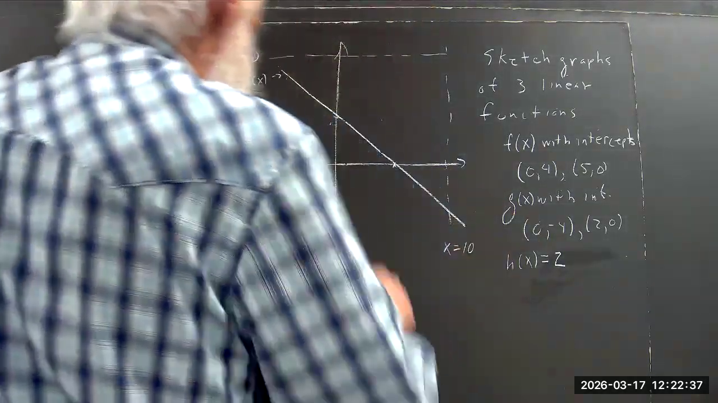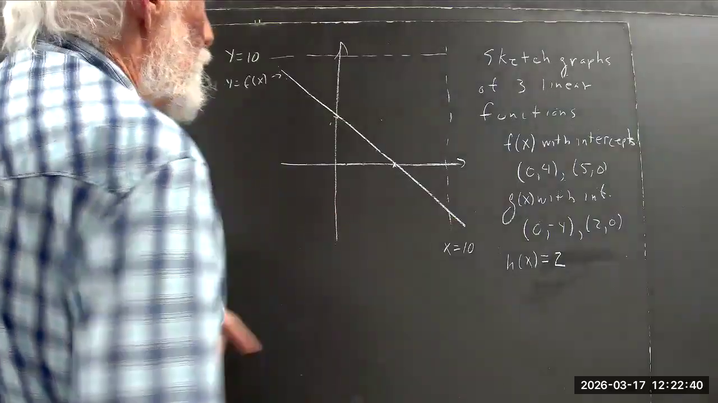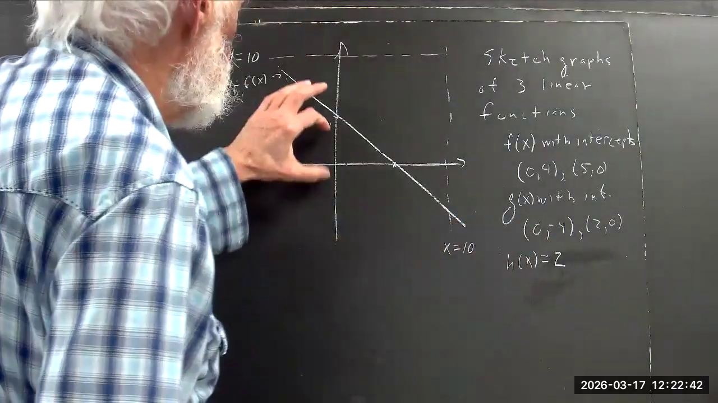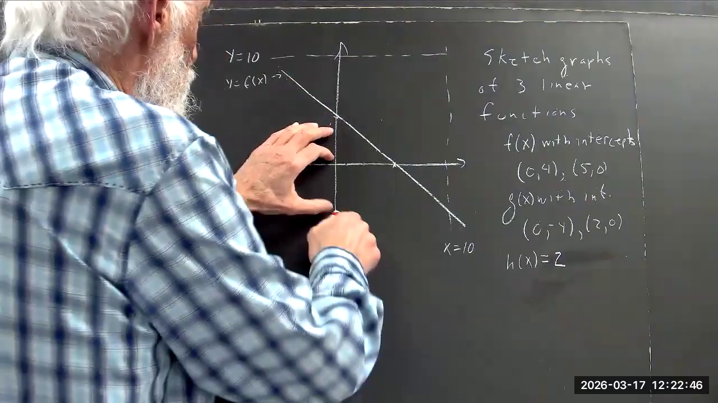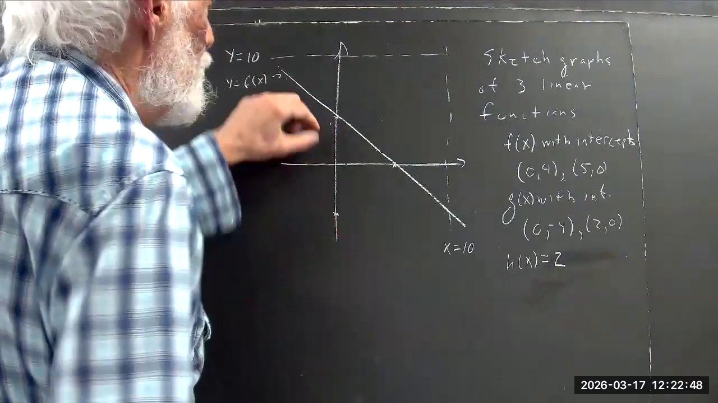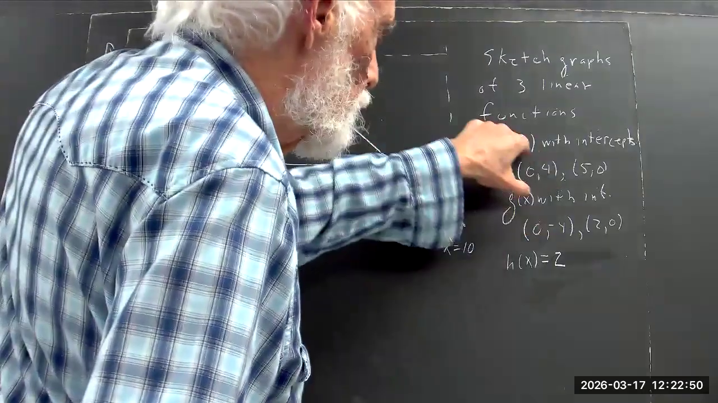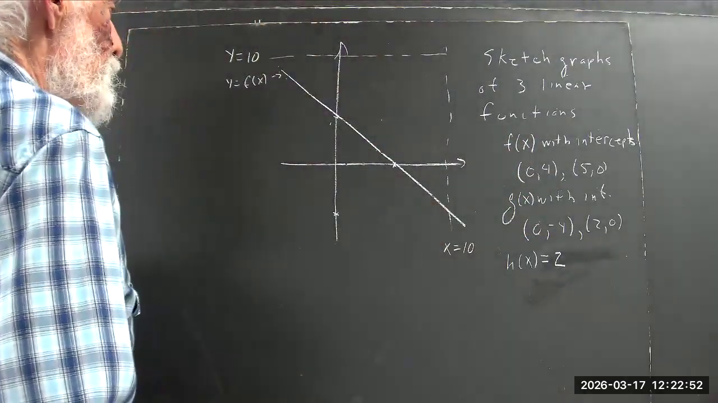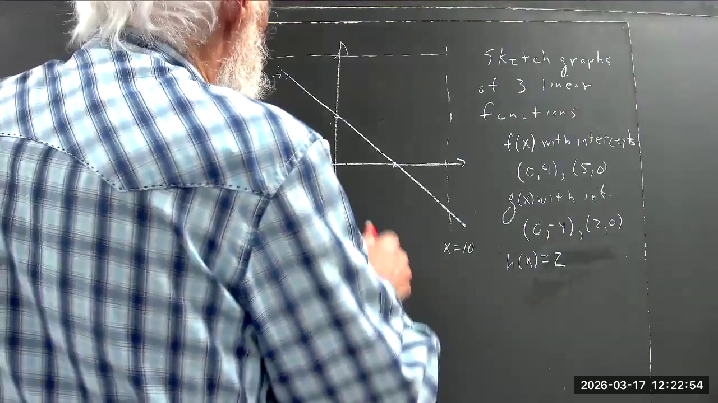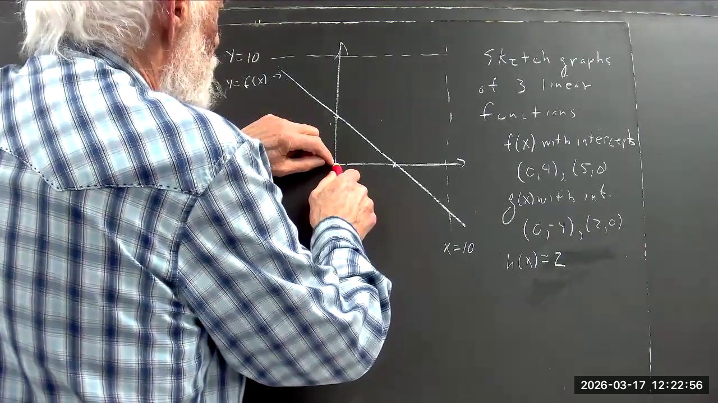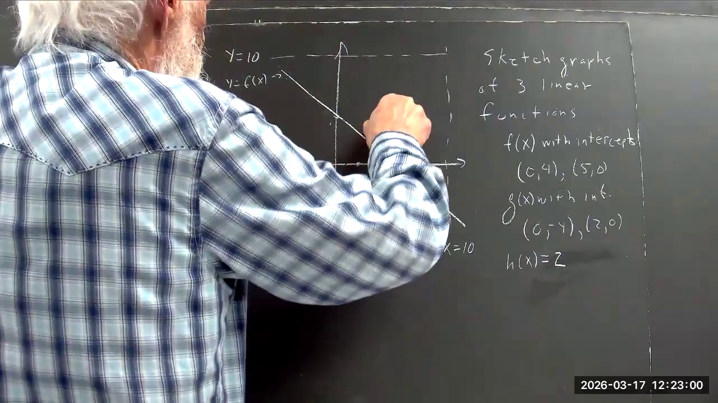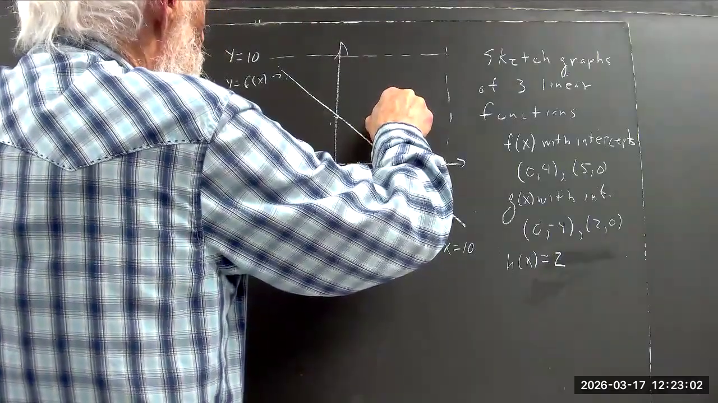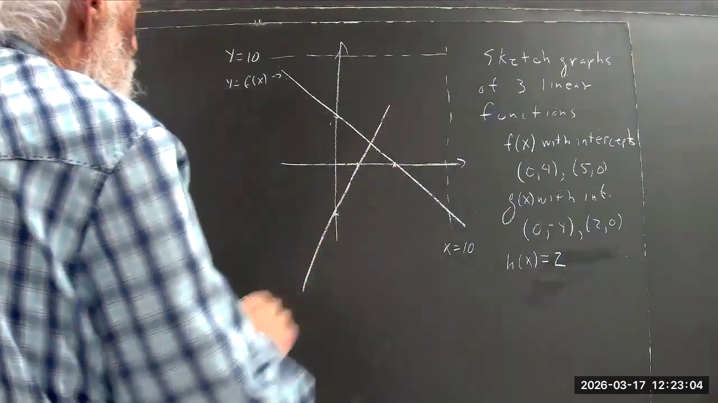g(x), well, we go about it the same way. Intercept (0, -4), so the y-intercept is as far below the x-axis as the (0, 4) intercept of f(x) is above it. And then (2, 0). Here's x equals 0, here's x equals 5, here's x equals 2, let's say. So there's (2, 0), and we get a line.